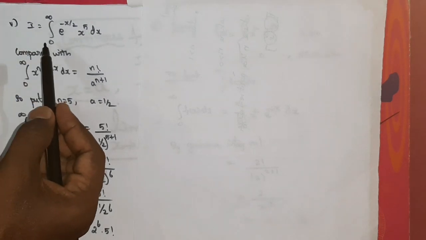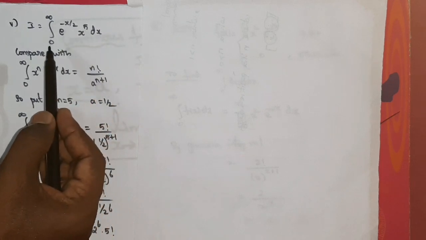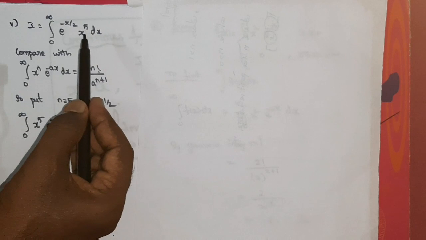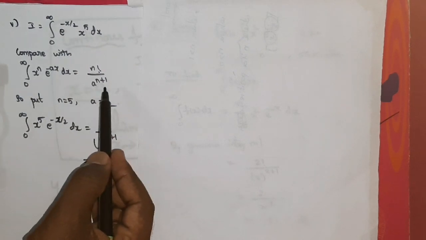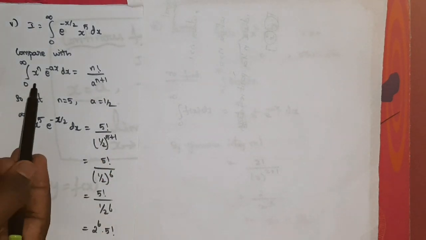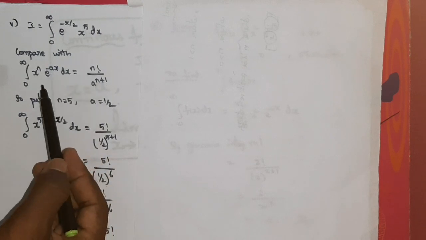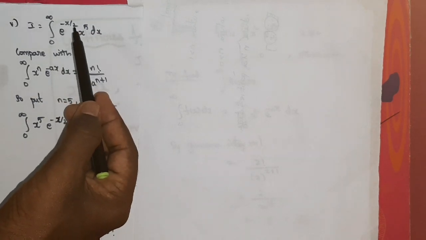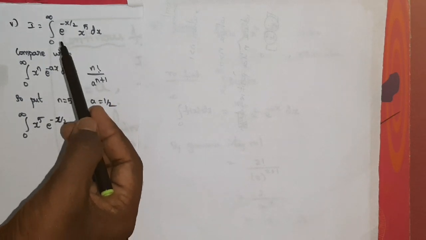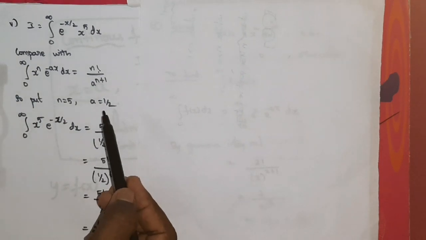I equals integral 0 to infinity e power minus x by 2, x power 5 dx. And this also looks like the gamma integral because we have 0 to infinity, the x power n term and the e power minus ax term. So compare it. This is the gamma integral formula: 0 to infinity x power n e power minus ax dx equals n factorial by a power n plus 1. So x power n can be compared with x power 5. So n is equal to 5. e power minus x can be compared with e power minus x by 2. So the minus and the x you leave. So a will be equal to 1 by 2.